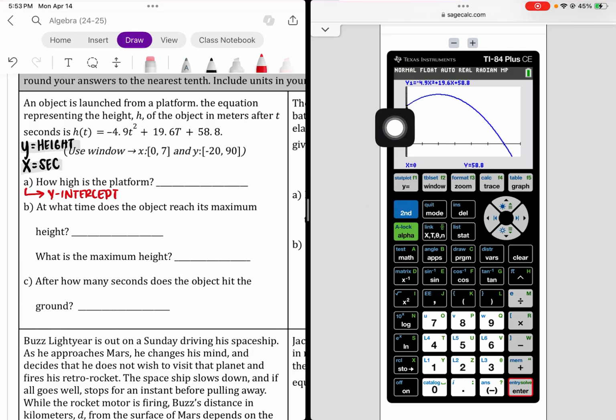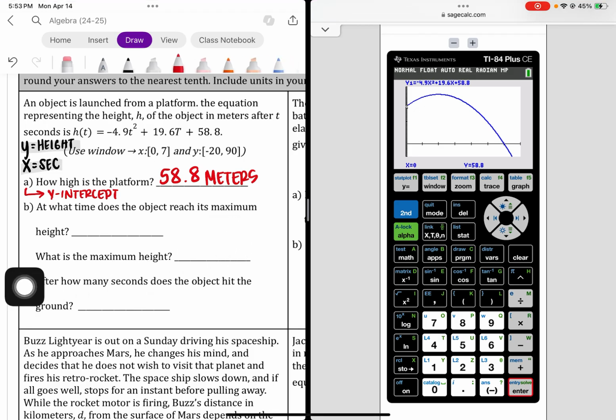And right there, x, y, it gives us our y-intercept. So how high is the platform off the ground? It is 58.8. And we're talking height, so this is meters. Okay? Now, when we are looking at what time does the object reach its maximum height, well, there's our key word.